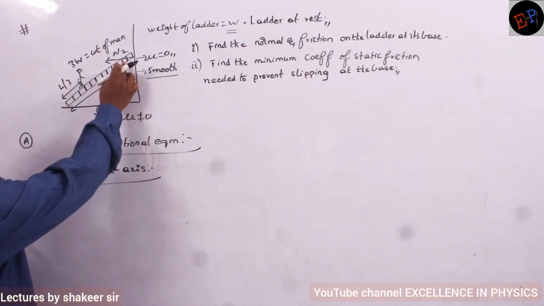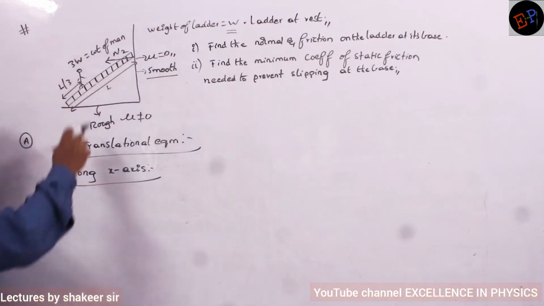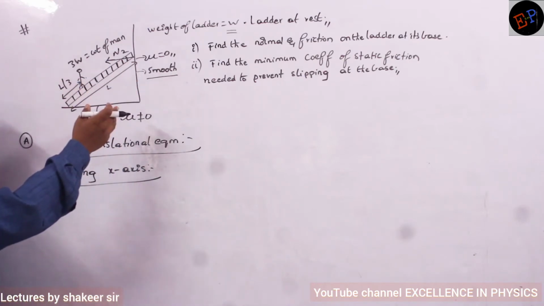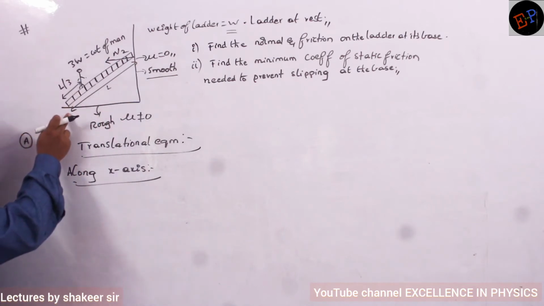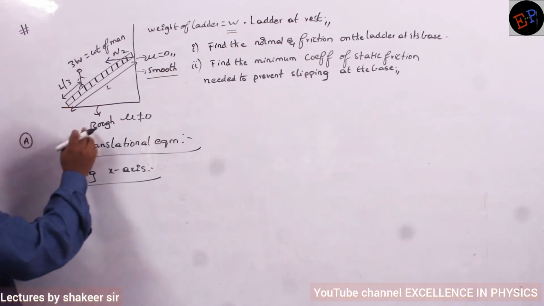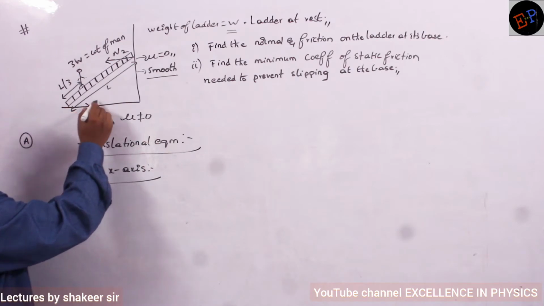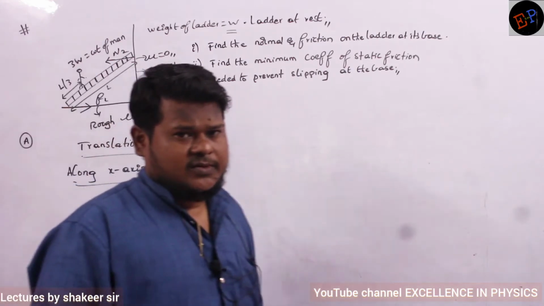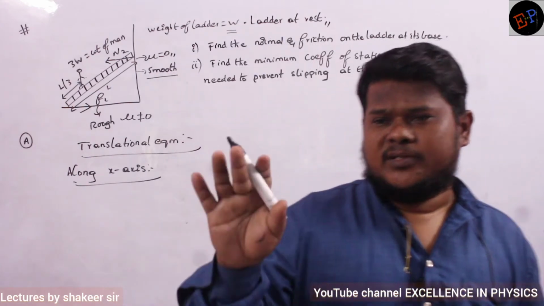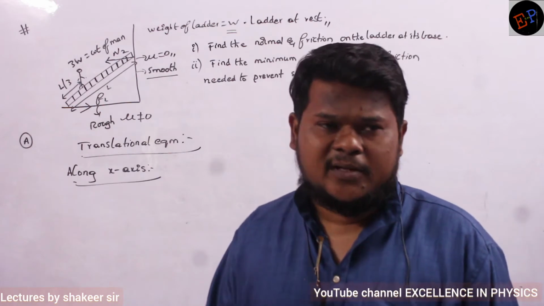Similarly, because of this force, ladder will try to slide. Because of this force and other forces also, weight of this ladder, weight of the man, ladder will try to slip. If ladder tries to slip, friction will act in which direction? Friction will act in the opposite direction. FL will act in the opposite direction. So consider ladder is ready to slip. Therefore, what is the friction which is acting? Friction acting is FL, limiting friction.